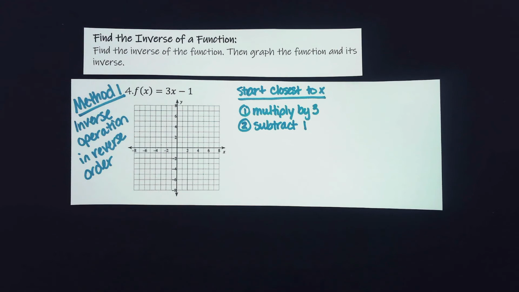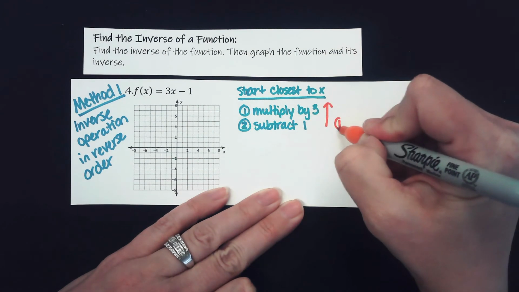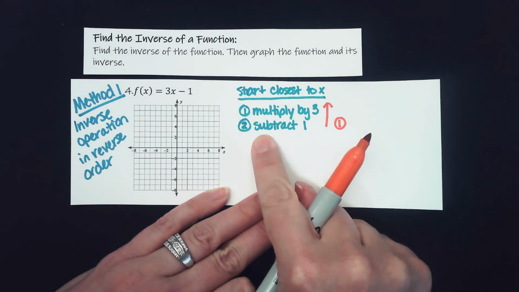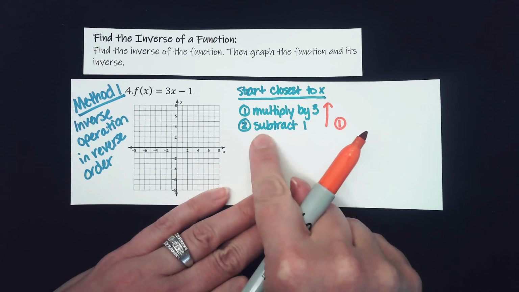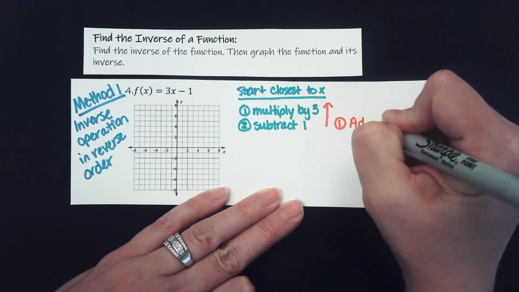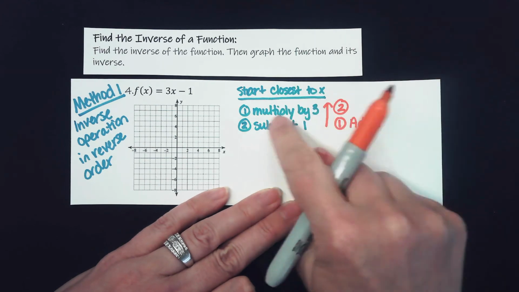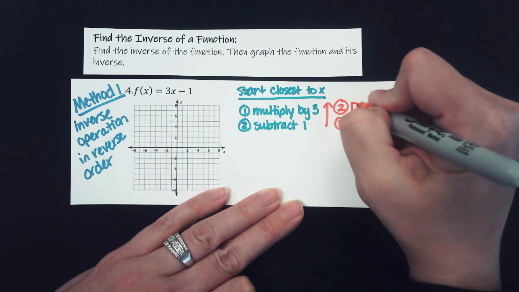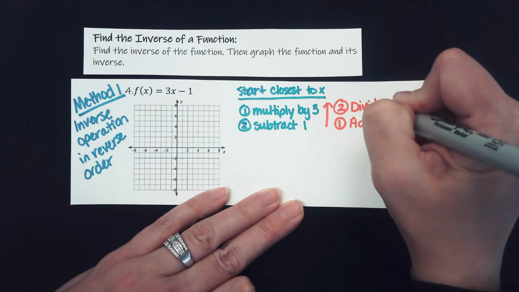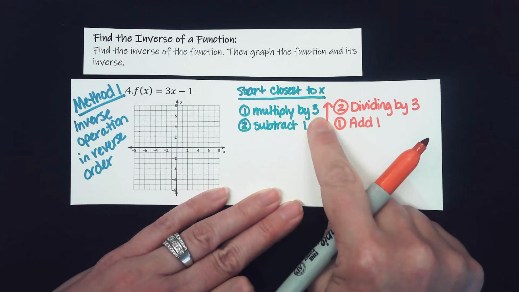And to do the inverse, this says do it in reverse order. So I'm going to start at the bottom and work my way up. So this becomes my number 1, but I'm going to do the inverse operation. So the inverse of subtraction is addition, so I'm actually going to add 1. The inverse of multiplying is dividing. And you still use the same number, okay?